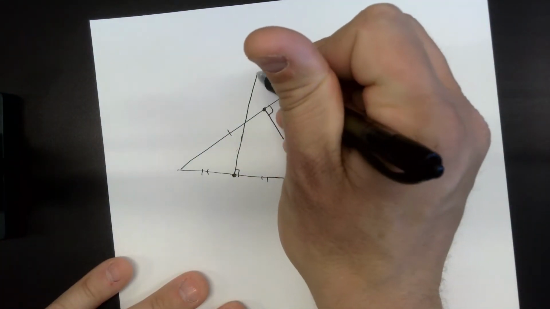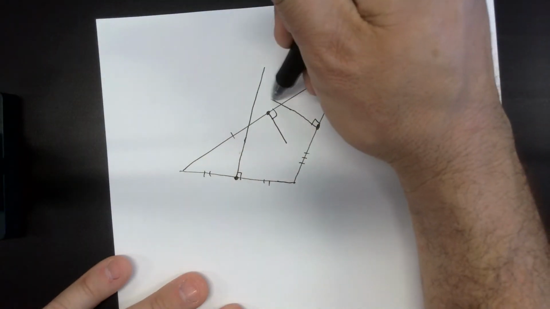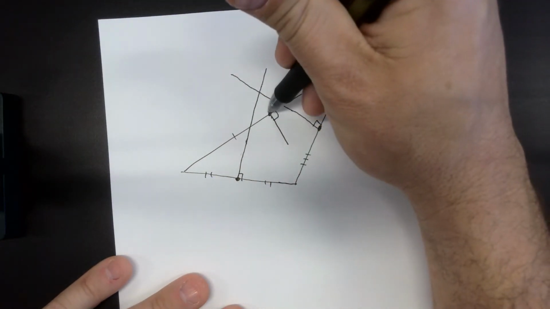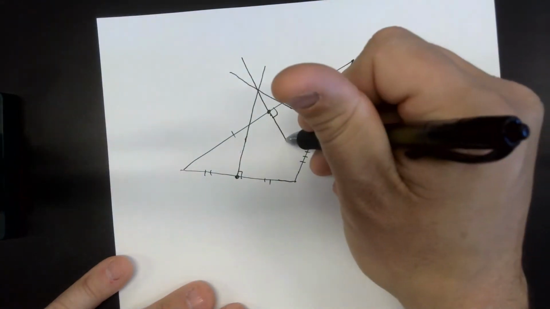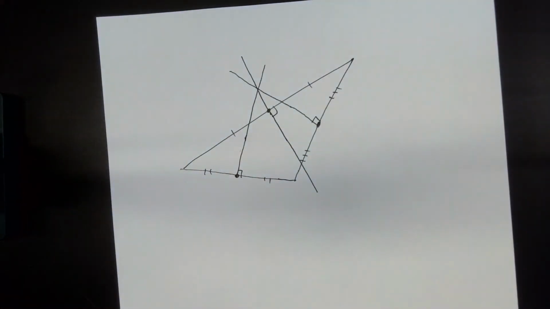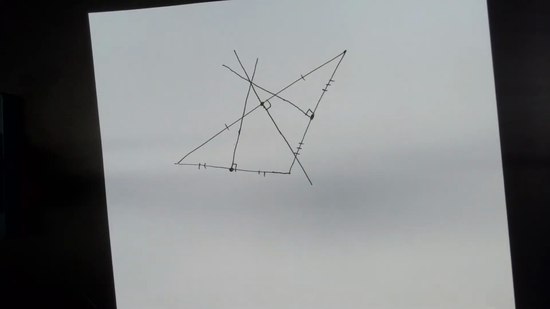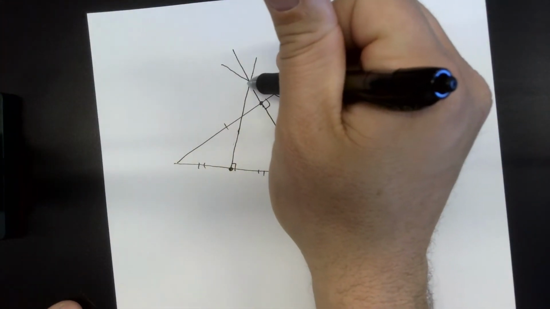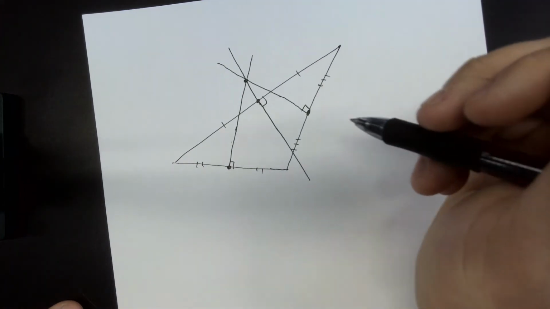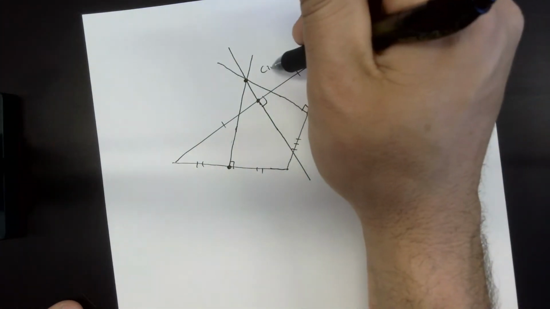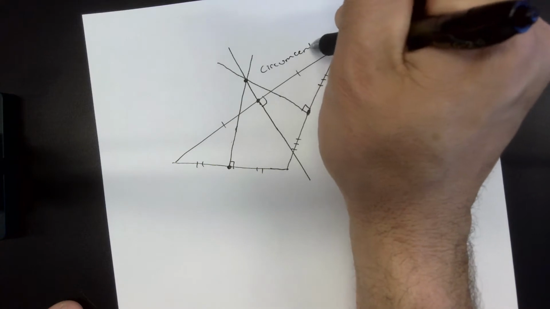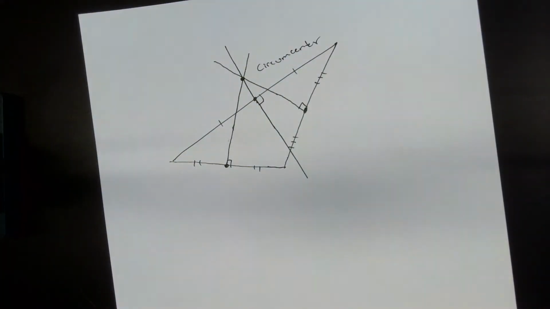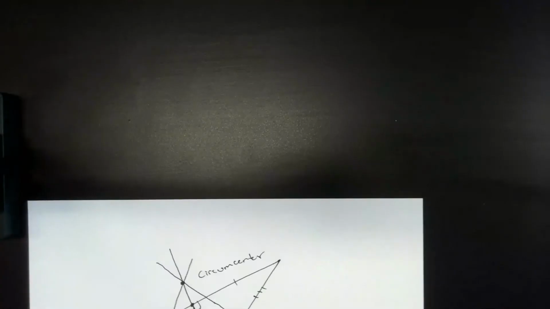So now if we think about this, everyone look at me real quick. Those lines are perpendicular bisectors. Lines that bisect a line perpendicularly are perpendicular bisectors. This dot right here where all three of these things cross is called the circumcenter. So where all three perpendicular bisectors cross is called the circumcenter.